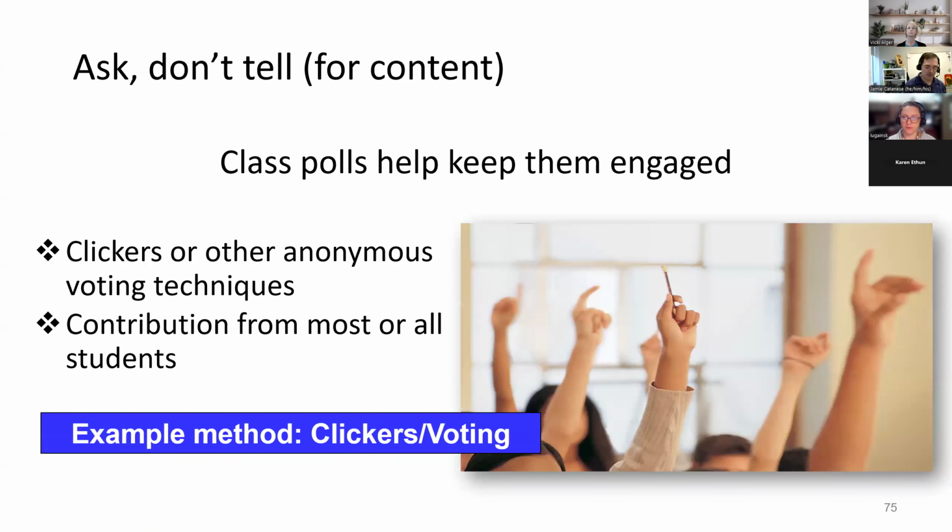So I'm going to go through lots of different types of examples, just to give you ideas. They'll go back to that whole "ask, don't tell." For content, there's lots of ways to do it. Some classes have the technology with clickers or polls. We did a poll here. That keeps you engaged. I'm asking a question.